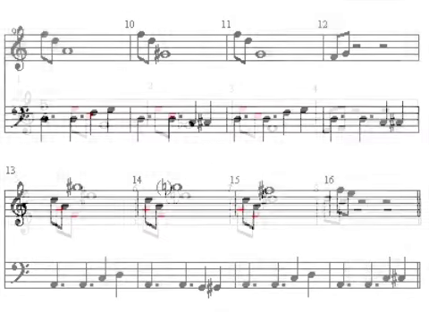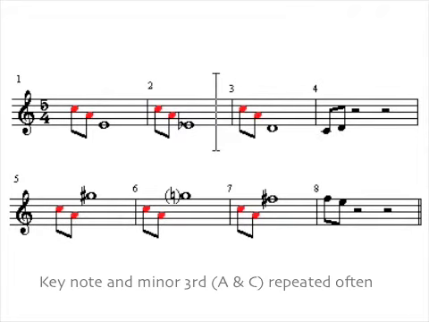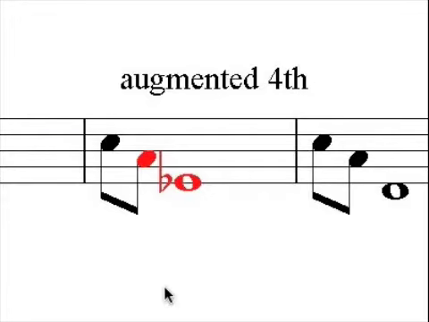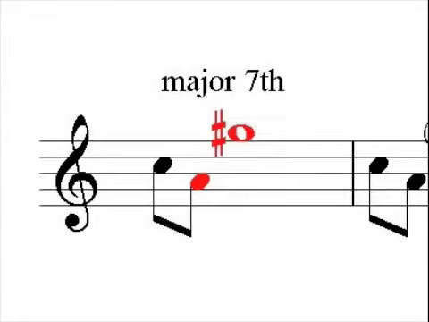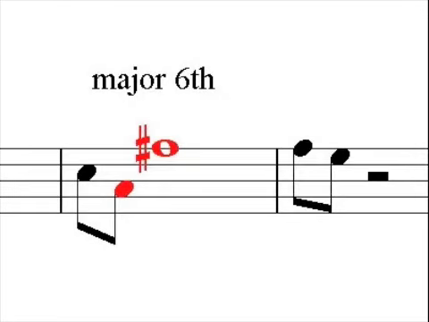Almost every bar of the melody starts with the same 2 notes. They are the key note and the minor third. These define the key and give us something else to relate to in between the held melodic notes that leap extreme intervals, often to notes outside the key. And here are some of those extreme intervals: an augmented 4th, a major 7th, a minor 7th, and a major 6th.